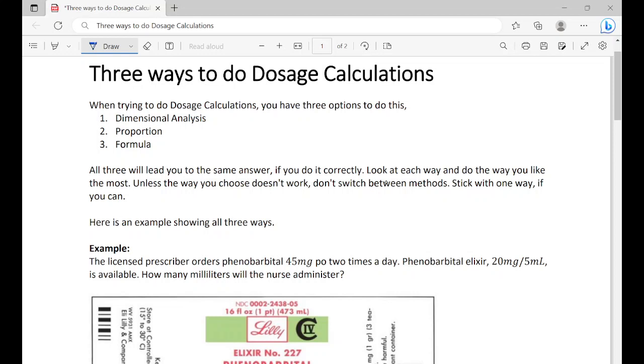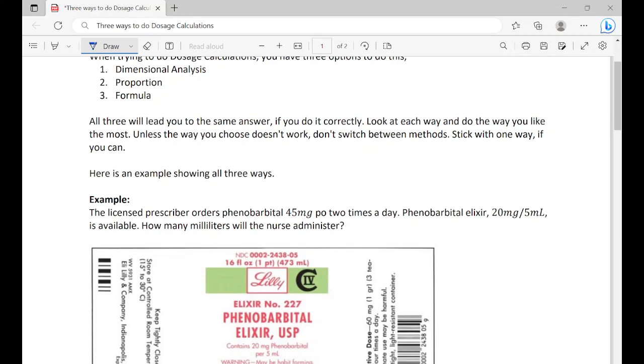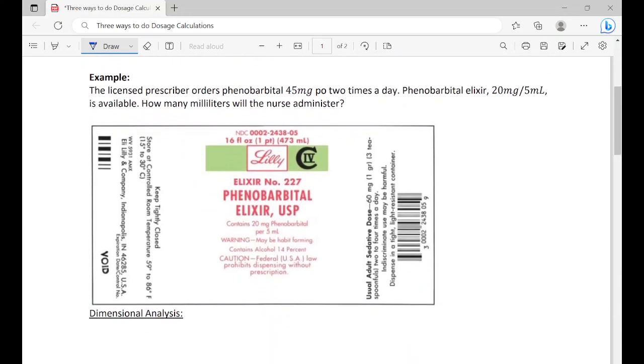I would suggest that you look at each way and do the way you like the most or the way that makes the most sense. Now, unless the way you chose does not work, meaning you keep getting the wrong answer repeatedly or something doesn't make sense, I would highly recommend not to switch between methods. Stick with one way if you can, because trying to switch between methods is a surefire way of always getting it wrong. So let's look at an example of a dosage calculation all three ways.